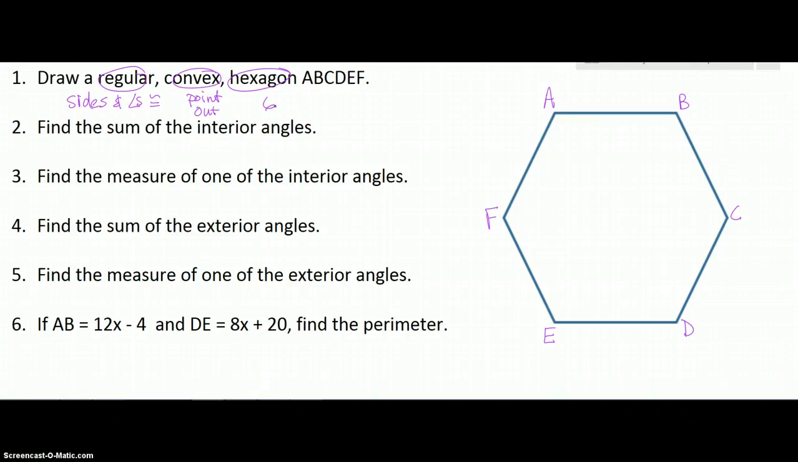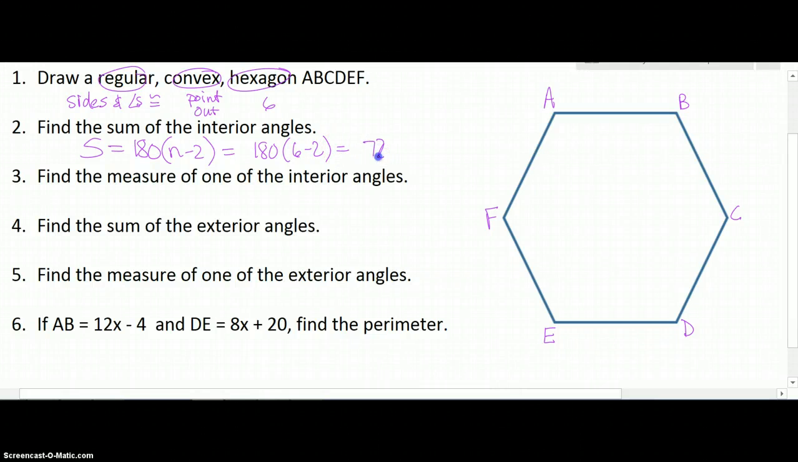So what is the formula for this? Sum, so S equals 180 times n minus 2. What does n stand for? The number of sides, right? And in this case we have 6. So we're going to say 180 times 6 minus 2. Order of operations, we want to do 6 minus 2, which is 4, times 180. What'd you get? 720, is that right? Yeah.